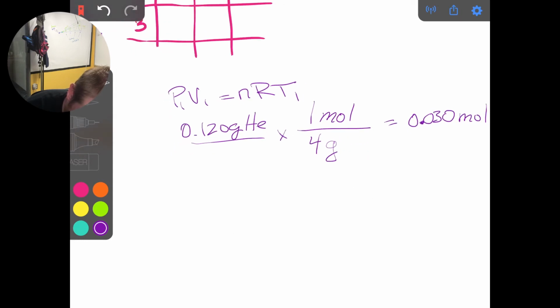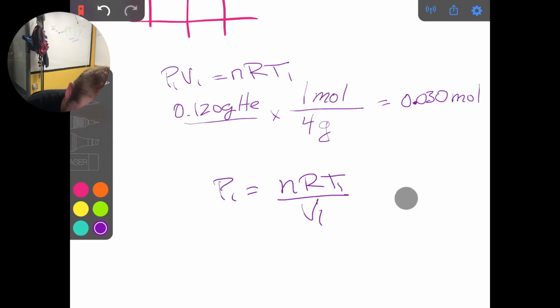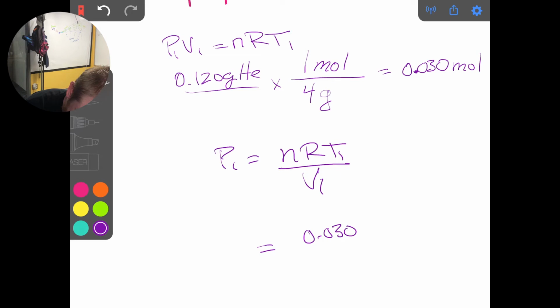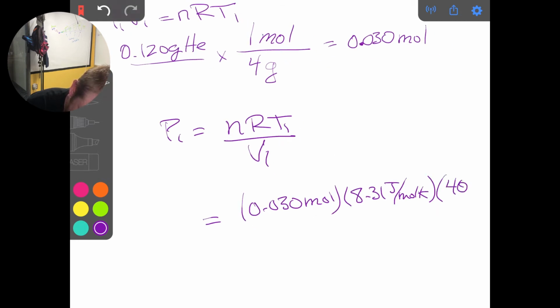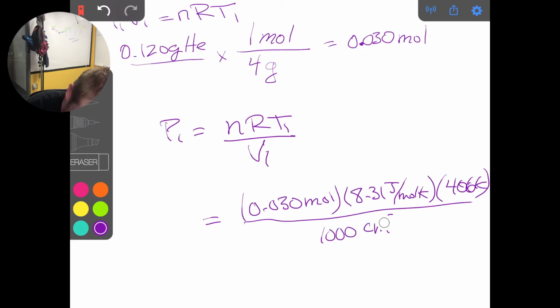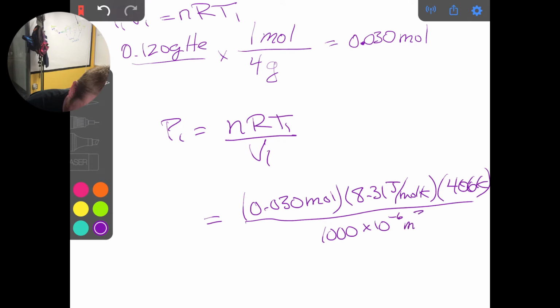All right, we're looking for P1, that's what we're on a mission to find here. So P1 is going to be equal to nRT1 over V1, which is going to be equal to 0.030 moles times R, which is 8.31 joules per mole Kelvin, times T1, which we just calculated to be 406 Kelvin, divided by V1, which is 1,000 cubic centimeters. Oh, sorry. 1,000 times 10 to the minus 6 cubic meters. Can't avoid making my mistakes even when I try. All right, there we go.